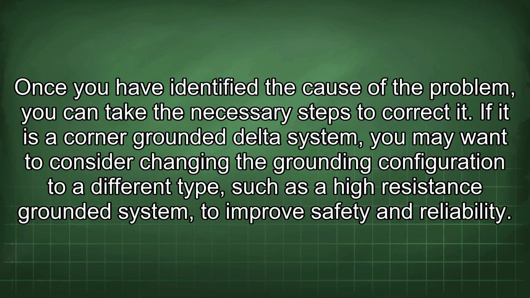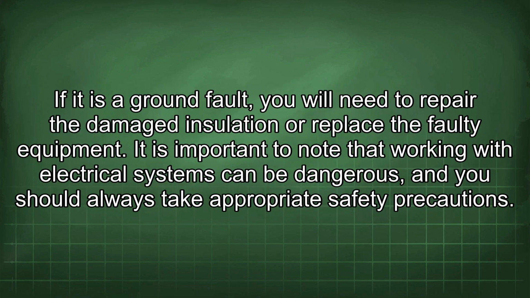Once you have identified the cause of the problem, you can take the necessary steps to correct it. If it is a corner grounded delta system, you may want to consider changing the grounding configuration to a different type, such as a high resistance grounded system, to improve safety and reliability. If it is a ground fault, you will need to repair the damaged insulation or replace the faulty equipment.